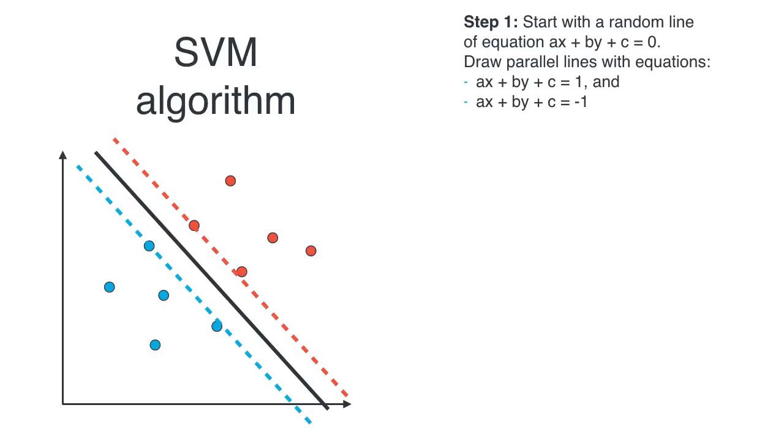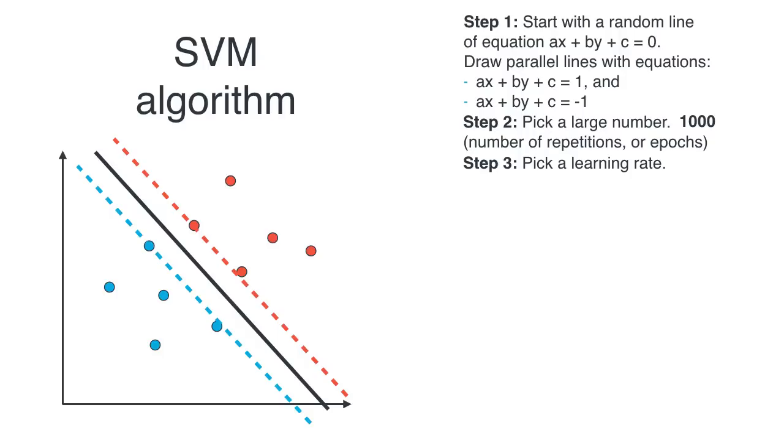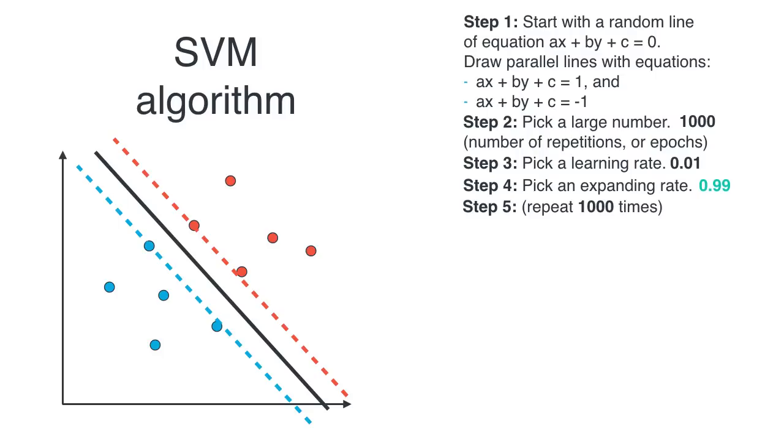What we do is we start with a random line of equation ax plus by plus c equals 0, and we draw the parallel lines with equations ax plus by plus c equals 1 and minus 1. Then we pick a large number, the number of epochs, which is going to be 1,000. Then we pick a learning rate, which is going to be 0.01. We saw that in the logistic regression video. Then we pick an expanding rate, which is going to be 0.99. It's a number close to 1. And then the loop step is repeat 1,000 times.